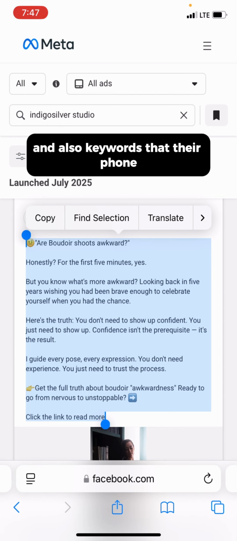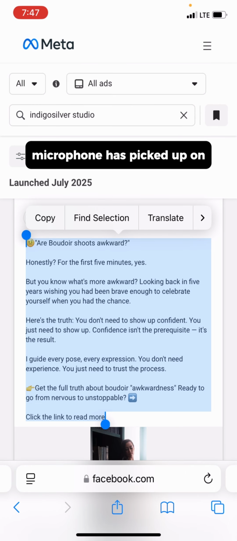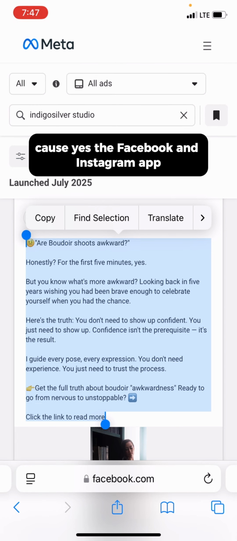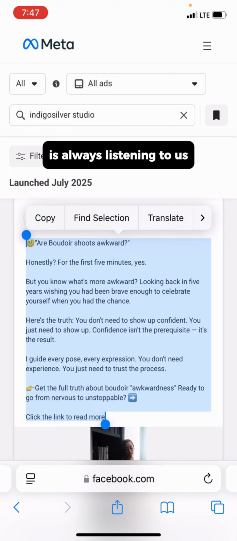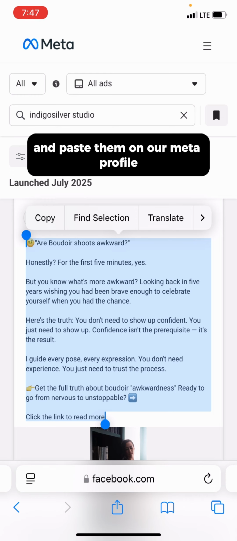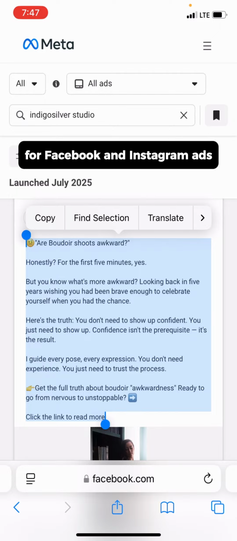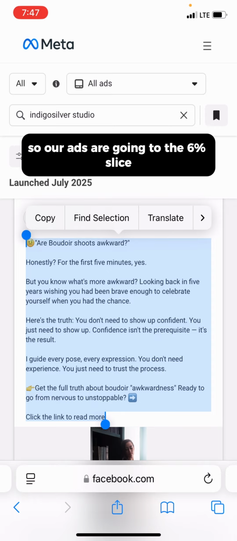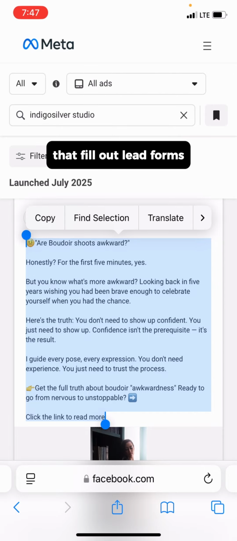And also keywords that their phone microphone has picked up on, because yes, the Facebook and Instagram app is always listening to us, even if we're not on the phone. And it kind of sucks those keywords in and pastes them on our meta profile for Facebook and Instagram ads. So our ads are going to the 6% slice that fill out lead forms, highest probability.